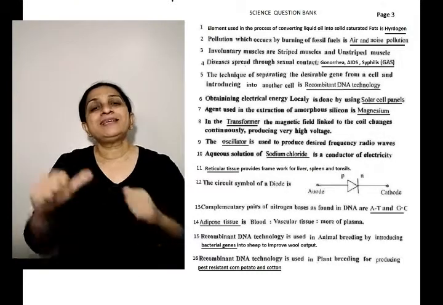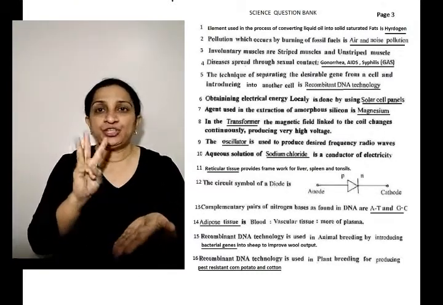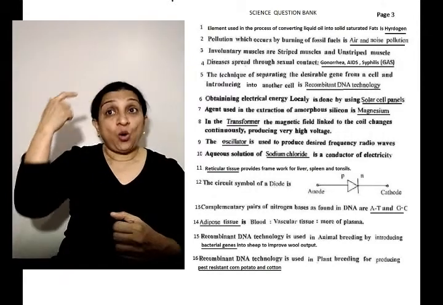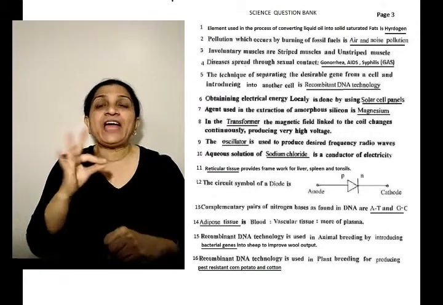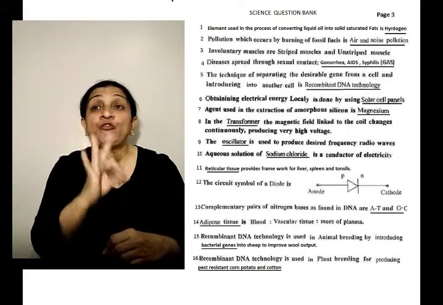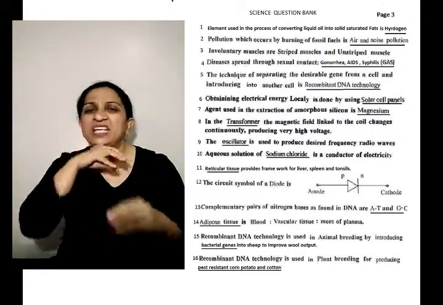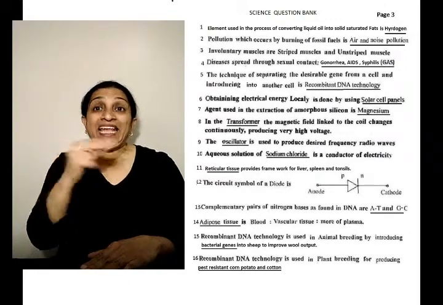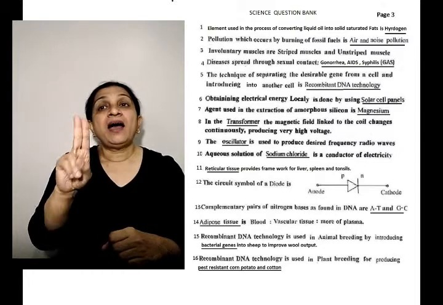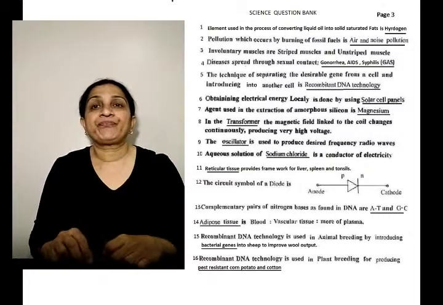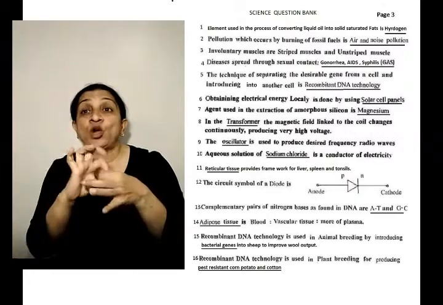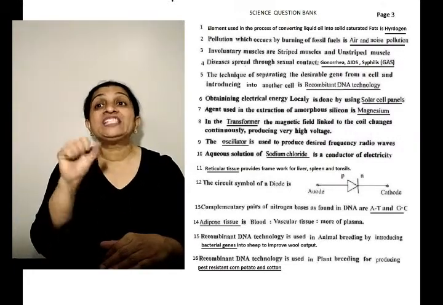Now we will see the science question bank, page 3. Okay, the element that is used in the process to convert oil into solid fat is hydrogen. Pollution because of burning of fossil fuel is air and noise pollution. Involuntary muscles are of two types, striped muscles and unstriped muscles. Fourth one, diseases which spread through sexual contact are gonorrhea, AIDS and syphilis.